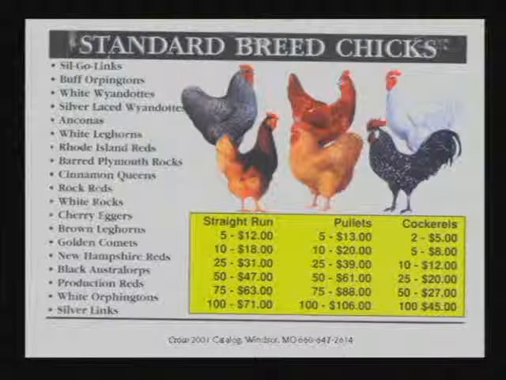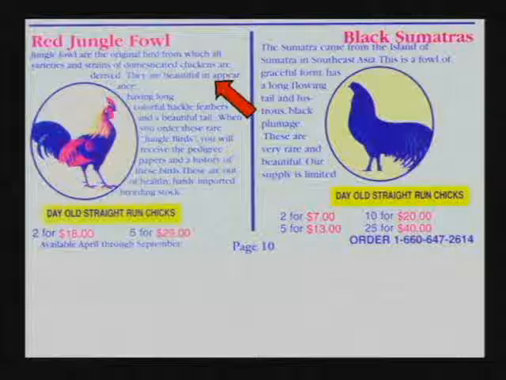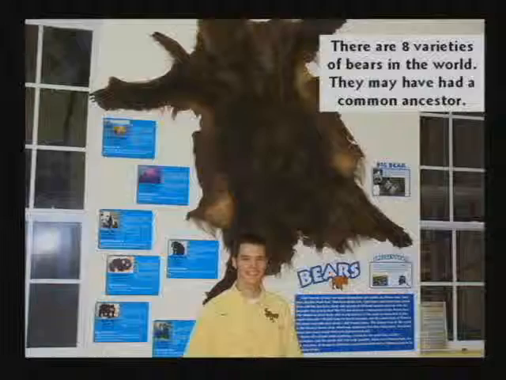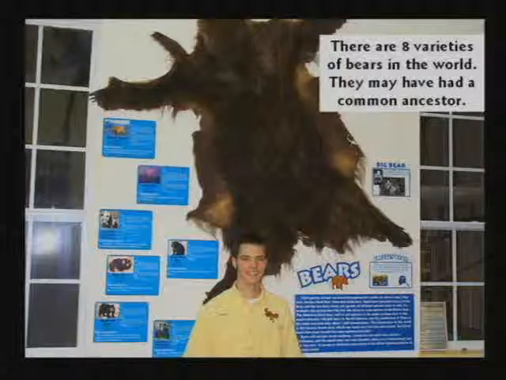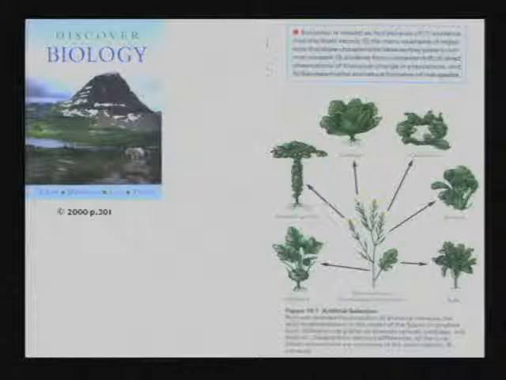You want to get red rocks, white rocks, cherry eggers, brown leghorns, golden comets? But the magazine says the jungle fowl are the original bird from which all varieties and strains of domesticated chickens are derived. Did you know all the chickens had a common ancestor? It was a chicken. There are 8 kinds of bears in the world. They might have had a common ancestor. I don't know. But they're still a bear, and it's obviously recognizable as a bear. Broccoli, cauliflower, cabbage all have a common ancestor, a plant. That's not proof we came from a rock.